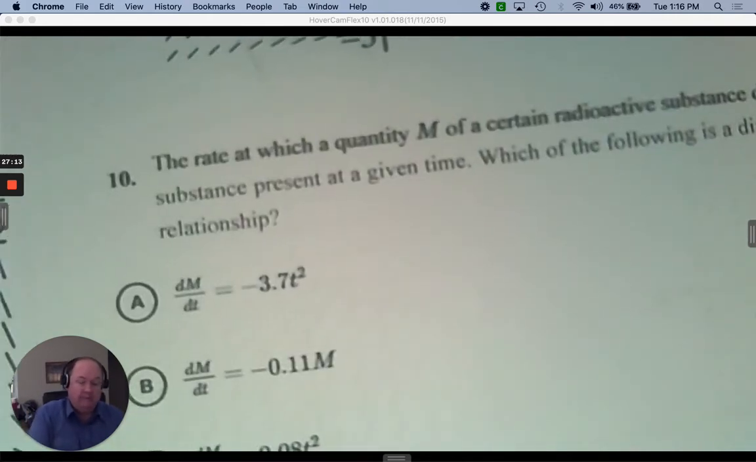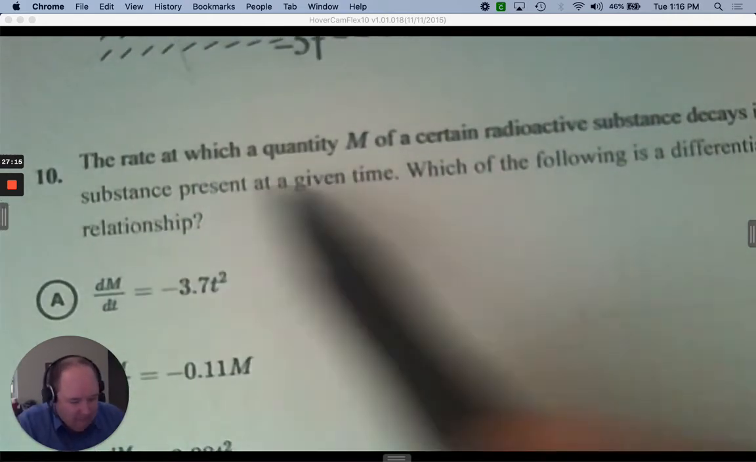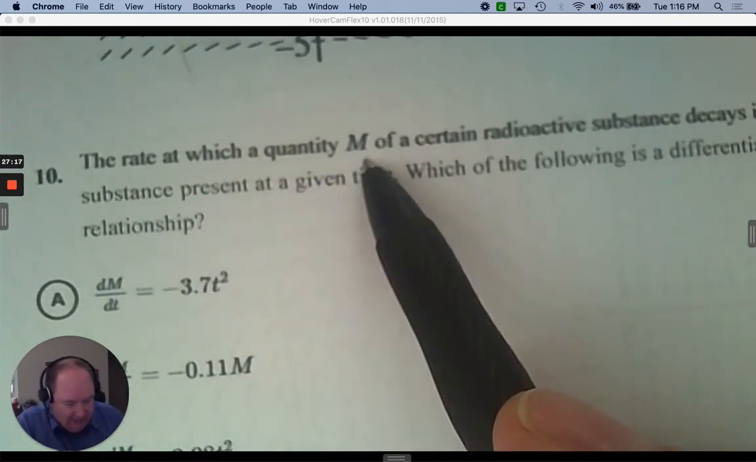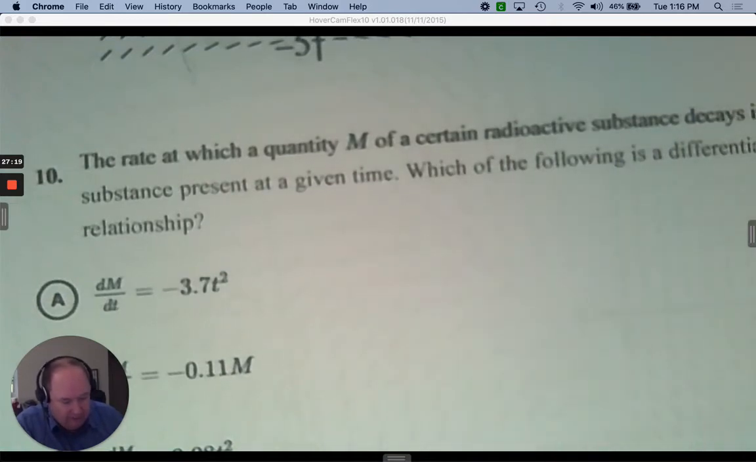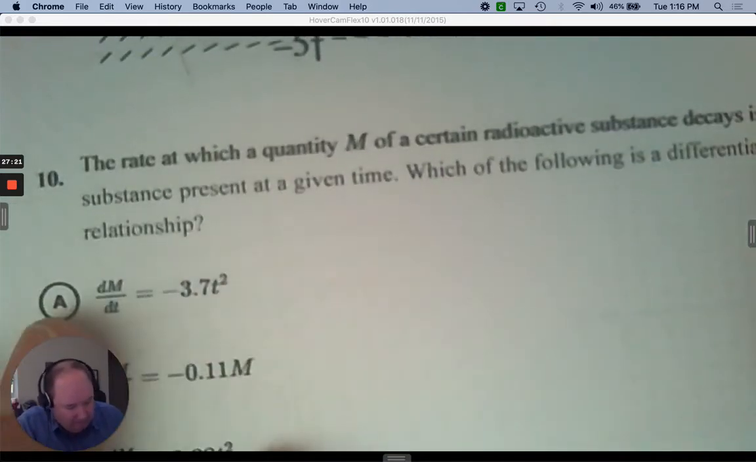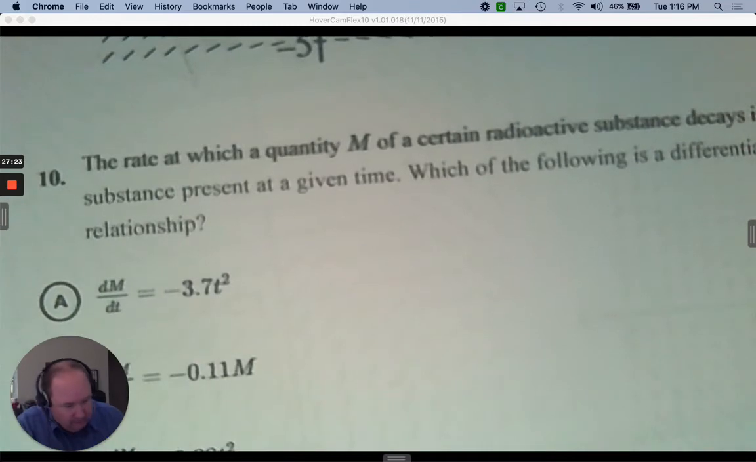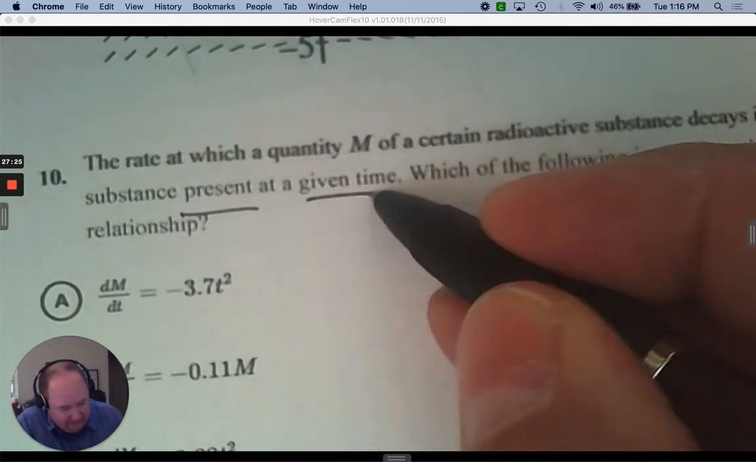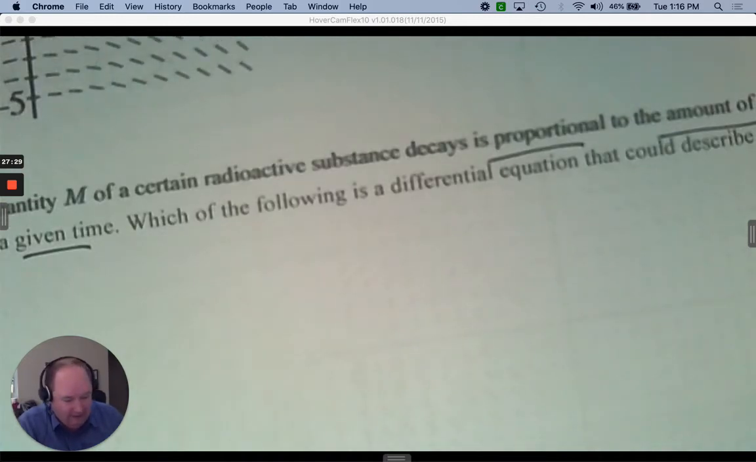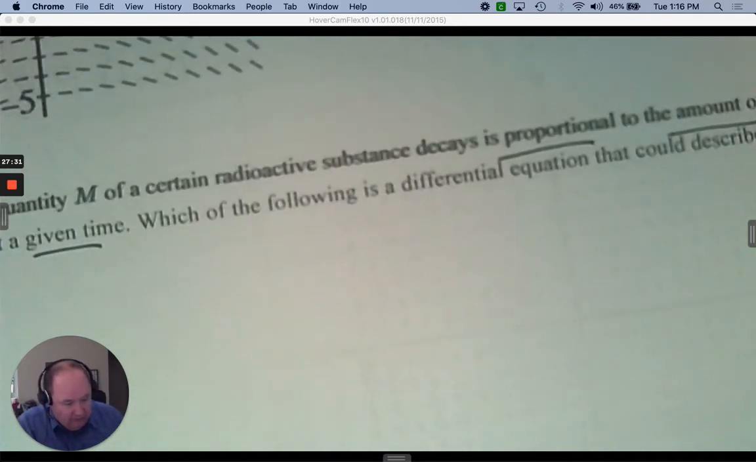All right, I even just gave it to you, just because. Number 10. The rate at which a quantity m of a certain radioactive substance decays is proportional to the amount of substance present at a given time. Proportional means it's multiplied by a constant. Which of the following is a differential equation that could describe this relationship?